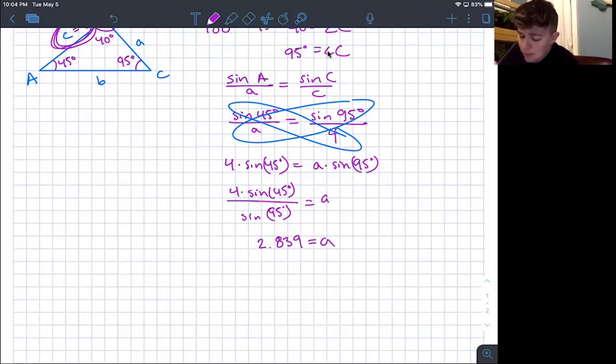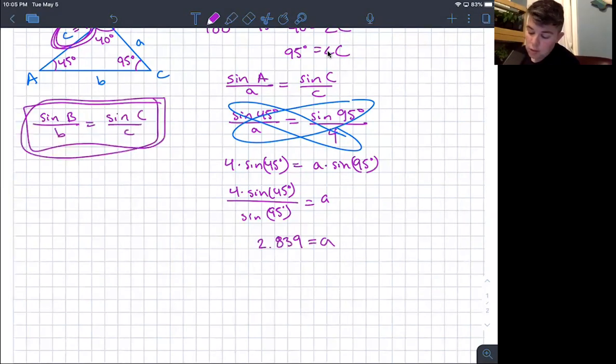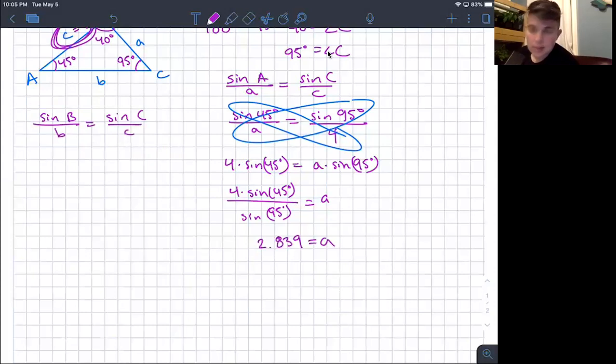Now, y'all, I just need to do the exact same thing to find side B. So I'm going to use sine of B over B equals sine of C over C. I would really like for you to write out which ratios you're using, just because it makes it a little bit easier for me to follow your work.